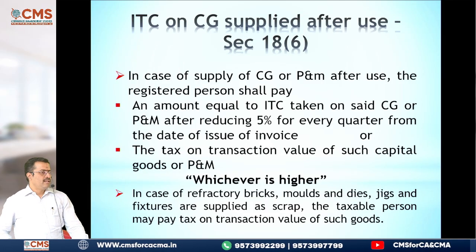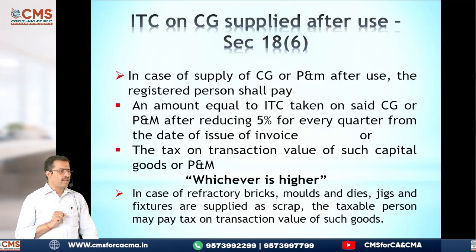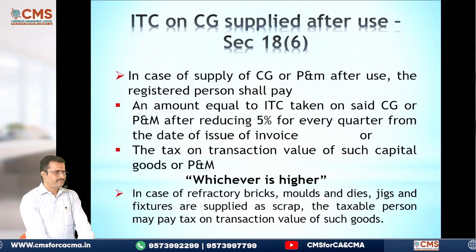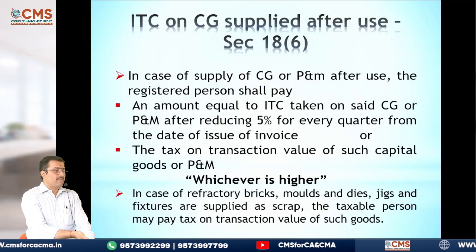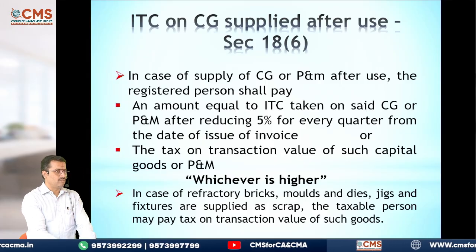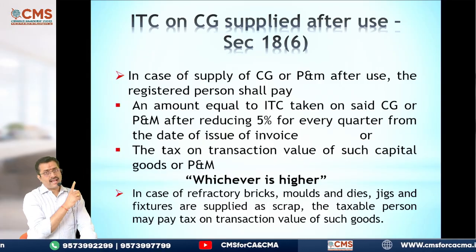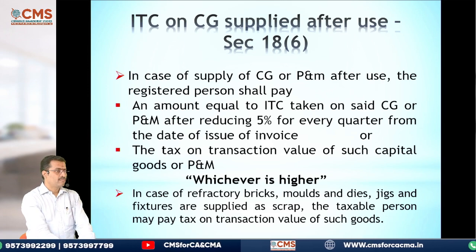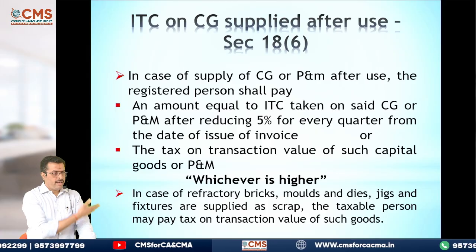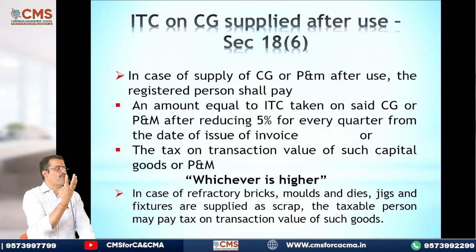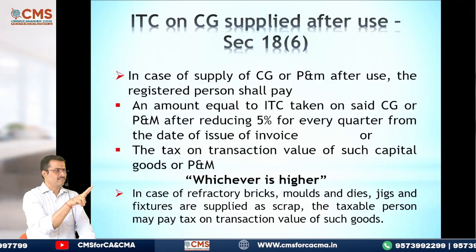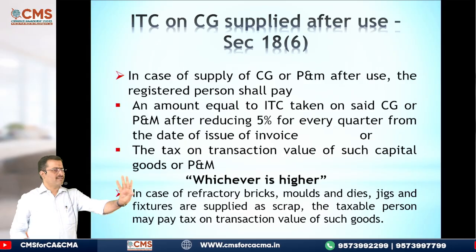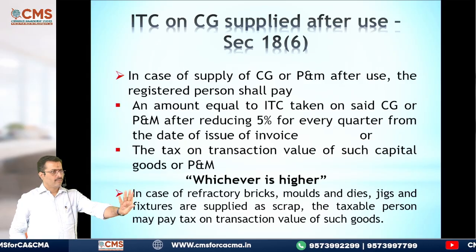What do you mean by this? Listen, I purchased a plant and machinery worth rupees 5 lakhs. Assume 1 year back I purchased. Now, I am selling that plant and machinery today for 2 lakhs, assume. Now, since 1 year back I purchased, how much input I have to reverse? Come on. He told, 5% reduce for every quarter. 1 year back means 4 quarters will come. 4 quarters means 20%, 4 into 5%. So from 5 lakhs reduce 20%. 1 lakh will go. So how much is the balance? 4 lakhs. Yes or no?